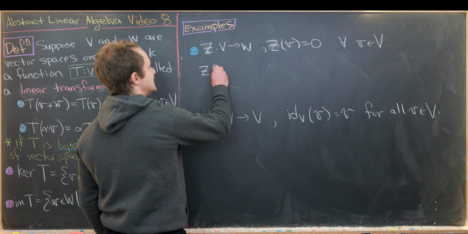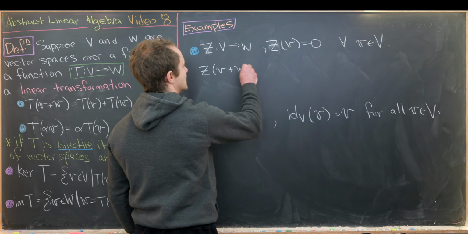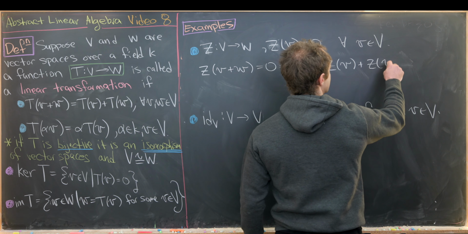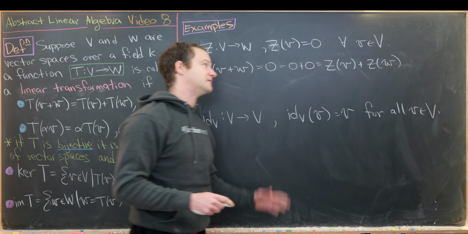So if we do Z of V plus W, that is equal to 0 because Z maps everything to 0. But that's going to be equal to 0 plus 0, and then that's going to be equal to Z of V plus Z of W, as Z of V is 0 and Z of W is 0. But starting here and ending here is exactly what we need for the additive component of this being a linear transformation.